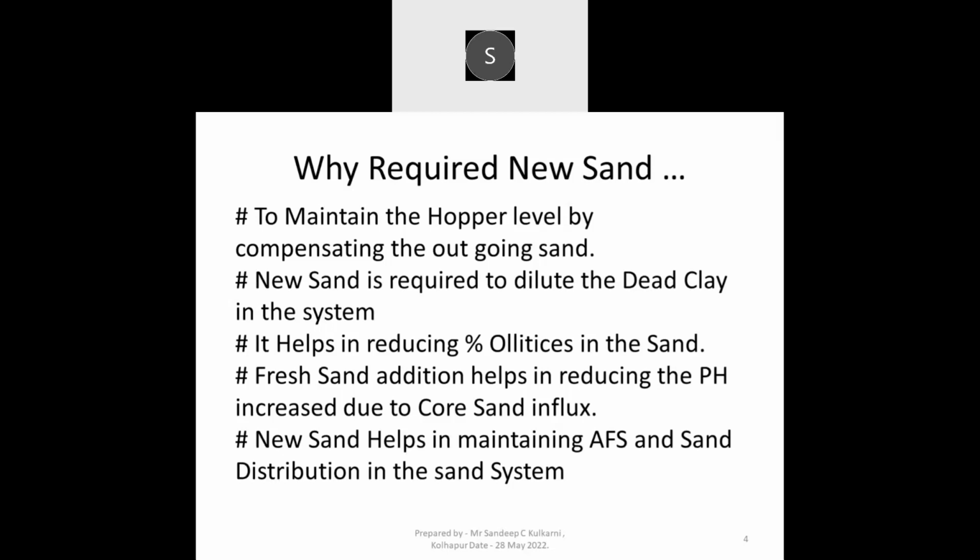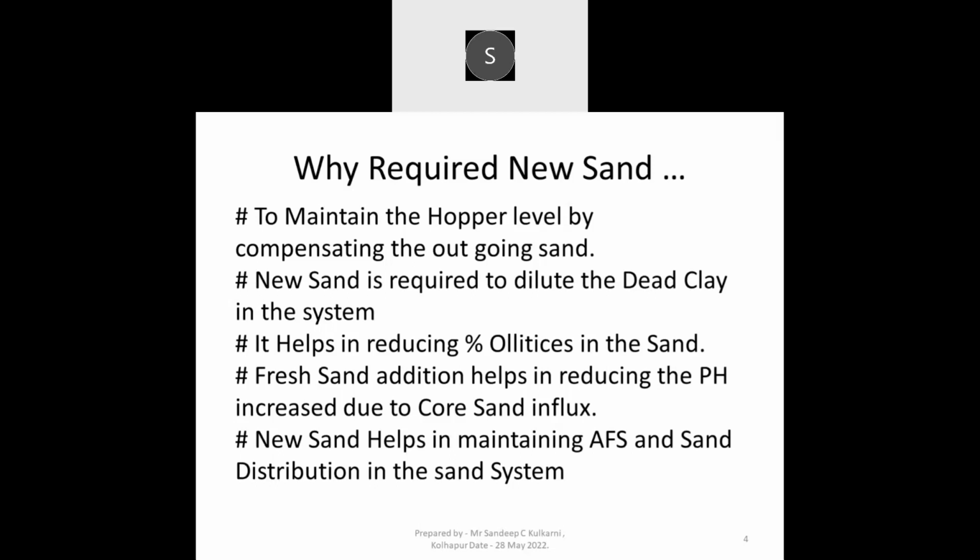New sand helps in reducing the percentage of oolitics in the sand. We are going to see a separate video on oolitics very soon. Fresh sand addition helps in reducing the pH increase due to coarse sand influx. So fresh sand or new sand is required to reduce the pH increase expected because of coarse sand influxes. New sand helps in maintaining AFS and sand distribution in the sand system.